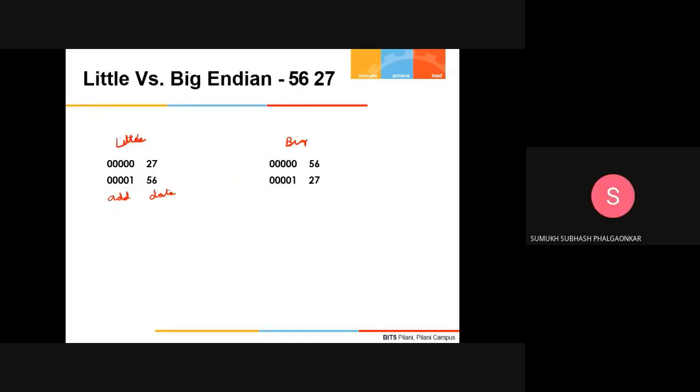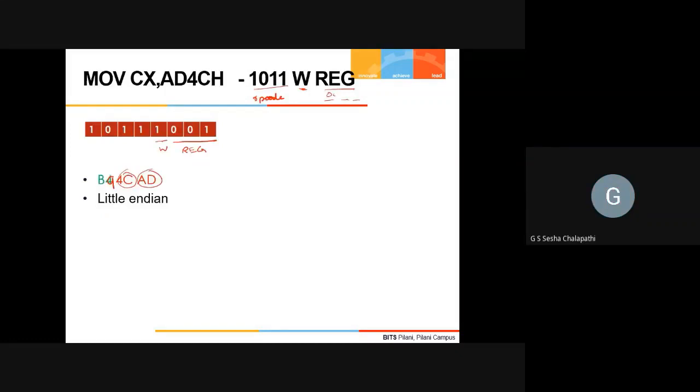Sir, excuse me. Yeah. Since we're using little endian, why do we need to write it in inverted order for CAD? Like, doesn't it automatically store it in inverted order? No. See, the point is that this is the instruction that you have: move CX AD4CH. Now, how will the processor understand which is the most significant byte or which is the least significant byte? The processor will not understand.